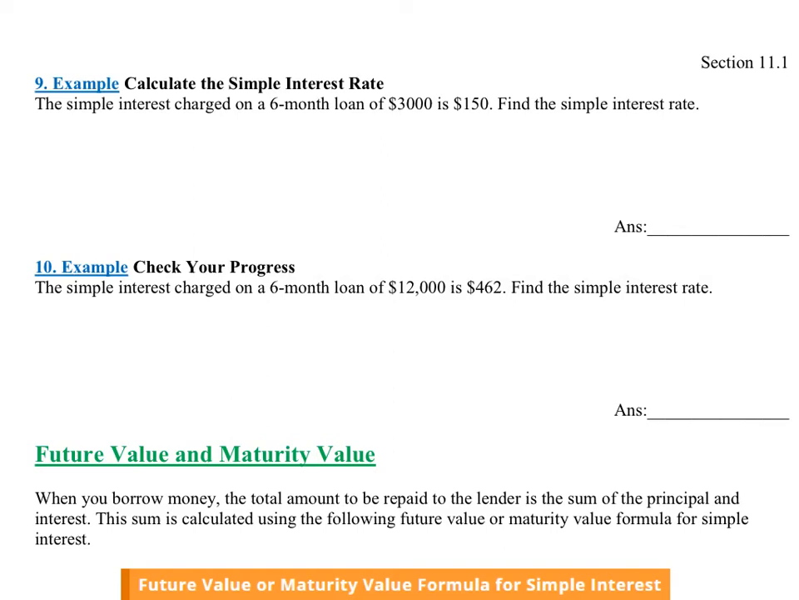Example 9 says the simple interest charged on a 6-month loan of $3,000 is $150. Find the simple interest rate. Let's read that again. We don't want to jump too fast into this problem. It says the simple interest charged on a 6-month loan of $3,000 is $150. Find the simple interest rate.